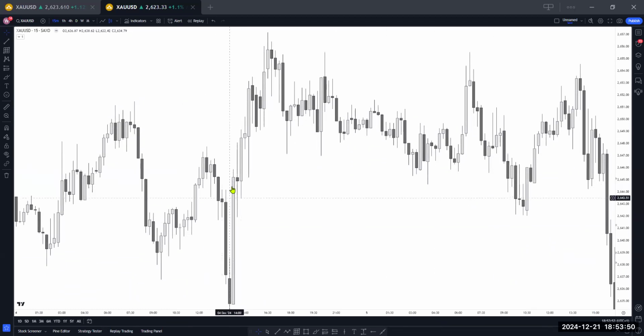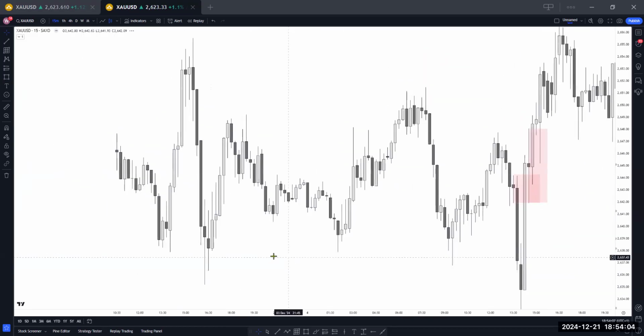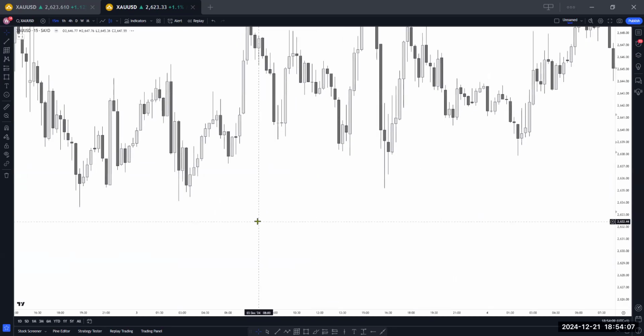I wanted to pick this one, guys, but I don't know if you understand what happened here. There's an imbalance over here. We'll talk about imbalance tomorrow. Then you have this engulfing, also an EFG type. So price came, taps, and then starts to go higher. Okay, so continuation setup.